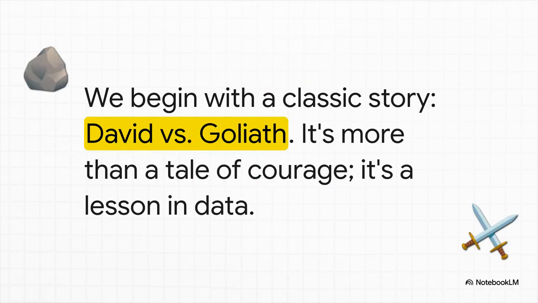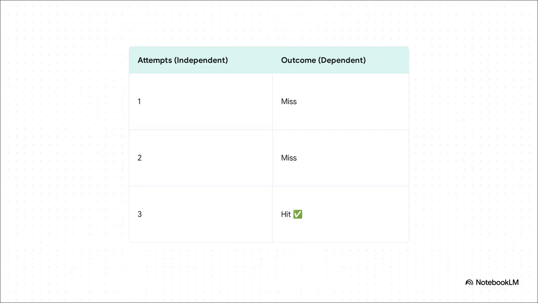So, let's start with a story pretty much everyone knows. David versus Goliath. You've got the young shepherd, the massive warrior, the single stone. But the lesson asks us to zoom in on a specific detail. David didn't just walk up and land the perfect shot on his first try. The final outcome was actually the result of several attempts. And this is where we turn that story into, well, data.